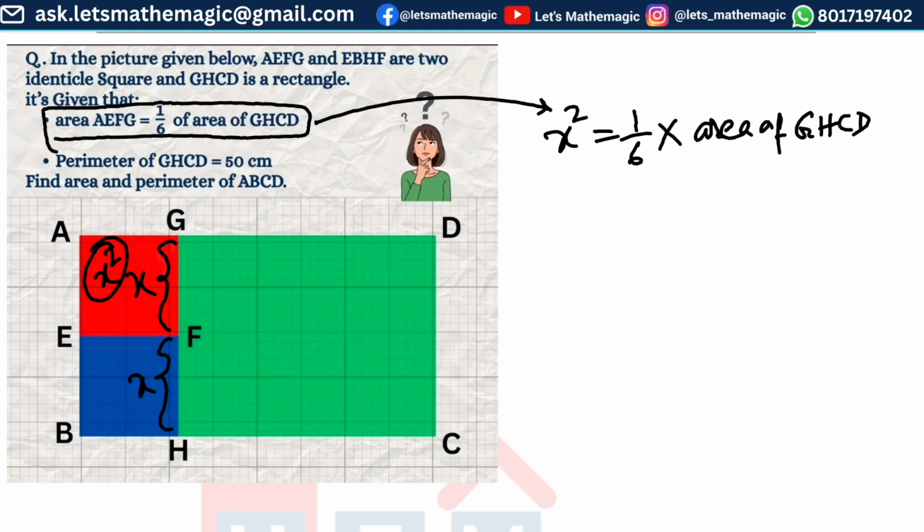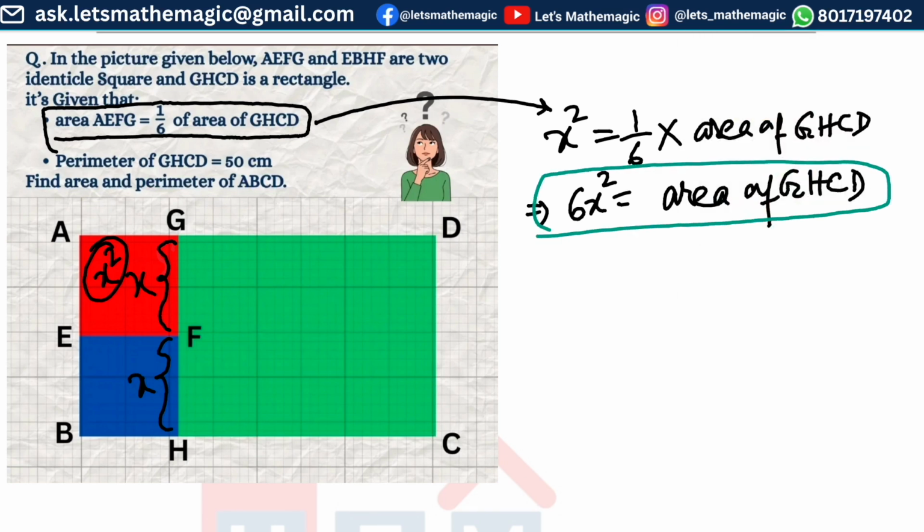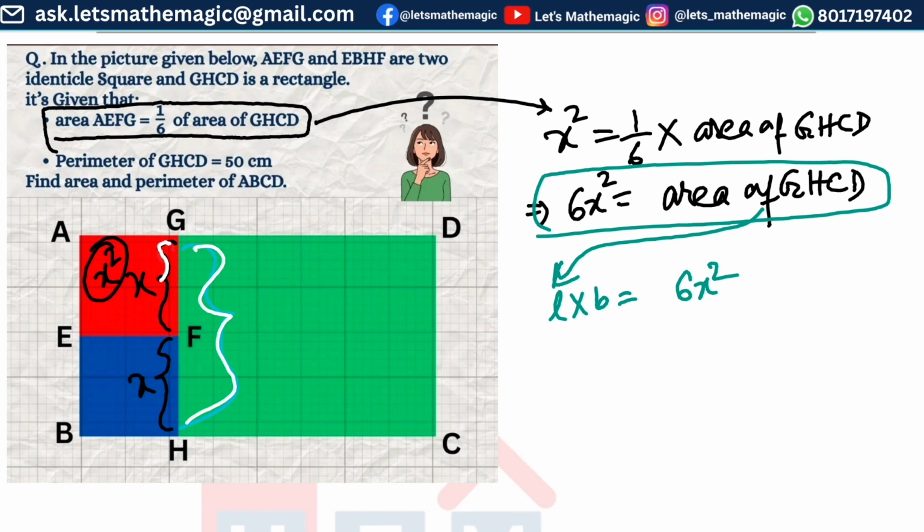If I cross multiply the 6, it will be 6x squared equals the area of GHCD. This is a very vital result. We all know that the area of a rectangle can be written as length into breadth, which equals 6x squared. Now what is the breadth here? If you look at the diagram, the breadth is x here and x there, so it's basically 2x. The breadth of this green rectangle is 2x.